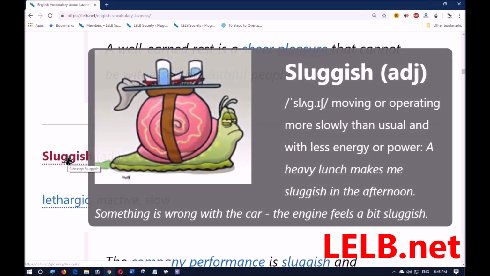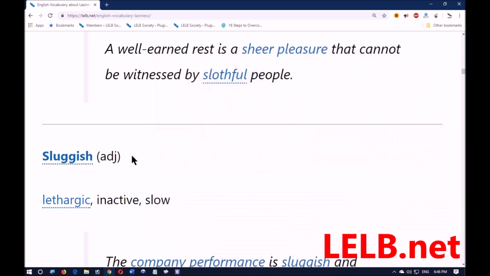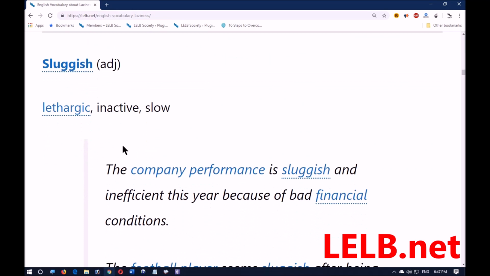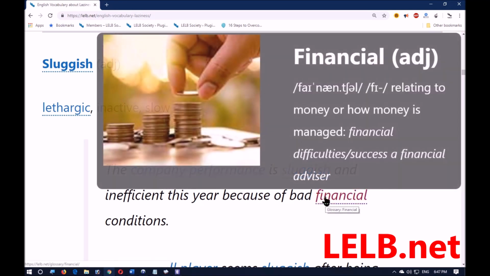Next word is sluggish. Moving or operating more slowly than usual and with less energy or power, at a snail's pace here. Lethargic, inactive, and slow. The company performance is sluggish and inefficient this year because of bad financial conditions. Financial means monetary, so relating to money or how money is managed.